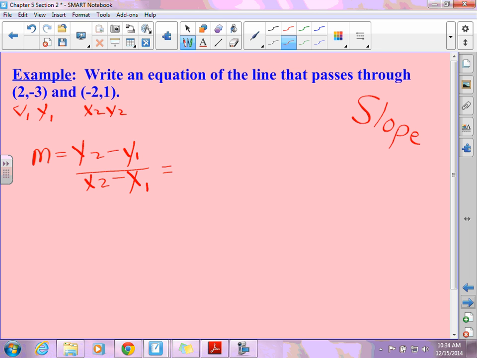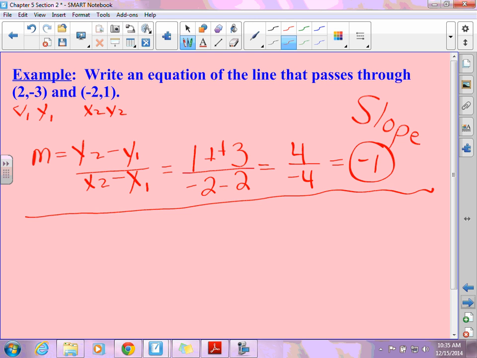Right? So I'm going to go ahead. Y2 is 1 minus -3, because that's my y1, over x2, which is -2 minus 2. That's correct. And so I'm going to do my chop. I get 4 over -4, and I end up with -1, and that's my slope. You've done it before. We spent a whole day on slope.